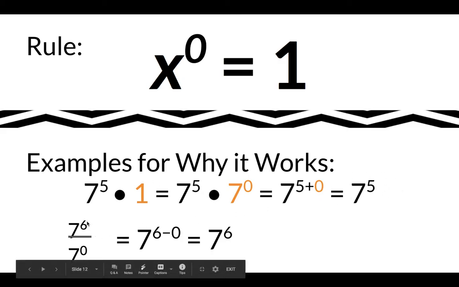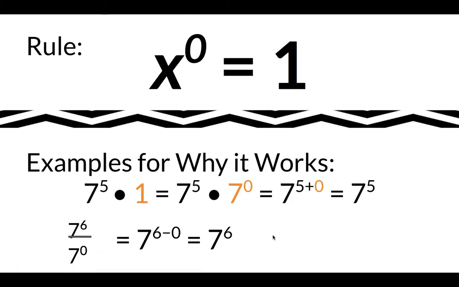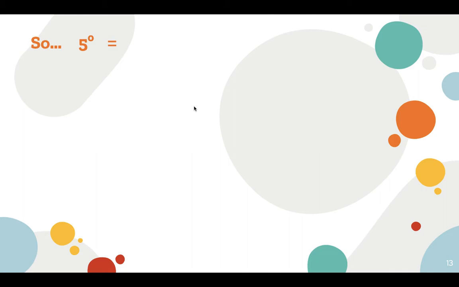If we had the division method, we're going to subtract our exponents. So if we wrote 7 to the 6th power over 7 to the 0 power, we're going to subtract our exponents. 7 to the 6th power. We're going to subtract 6 minus 0, which is still 7 to the 6th power. So it has to equal 1. So any number to the 0 power is going to equal 1. So 5 to the 0 power equals 1.